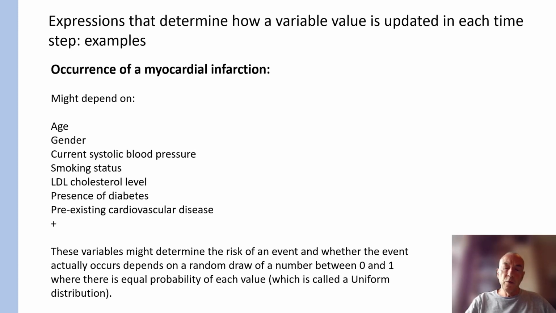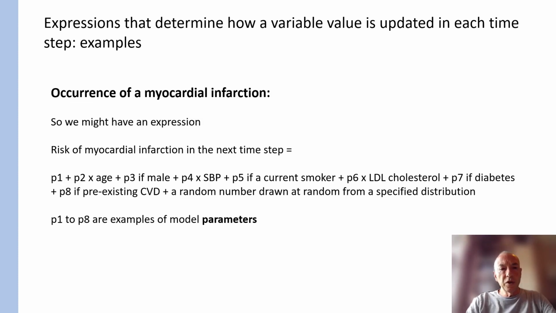So another variable we might have would be the occurrence of a myocardial infarction, a heart attack, and whether that occurs in a given time step for a person. So this might depend on their age, their gender, their current systolic blood pressure, their smoking status, their low-density lipoprotein cholesterol level, presence of diabetes or not, and pre-existing cardiovascular disease in the person. These variables might determine the risk of an event, and whether the event actually occurs depends on a random draw of a number between 0 and 1, where there's an equal probability of each value, and that is called a uniform distribution.